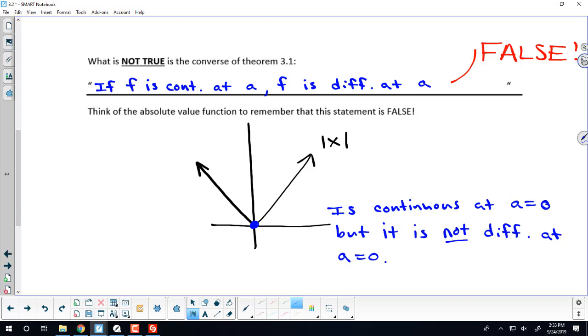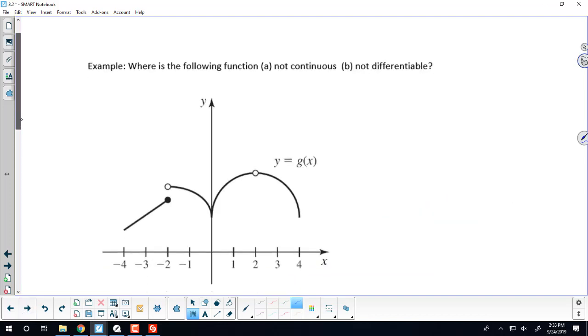If it's not continuous, it's not differentiable. But continuity doesn't tell us anything about differentiability. Anybody have any questions? Differentiability implies continuity. Not being continuous implies not being differentiable. However you want to think of those, both are accurate. The statement that we wrote down here is not accurate. Okay, so we'll come back to this example.